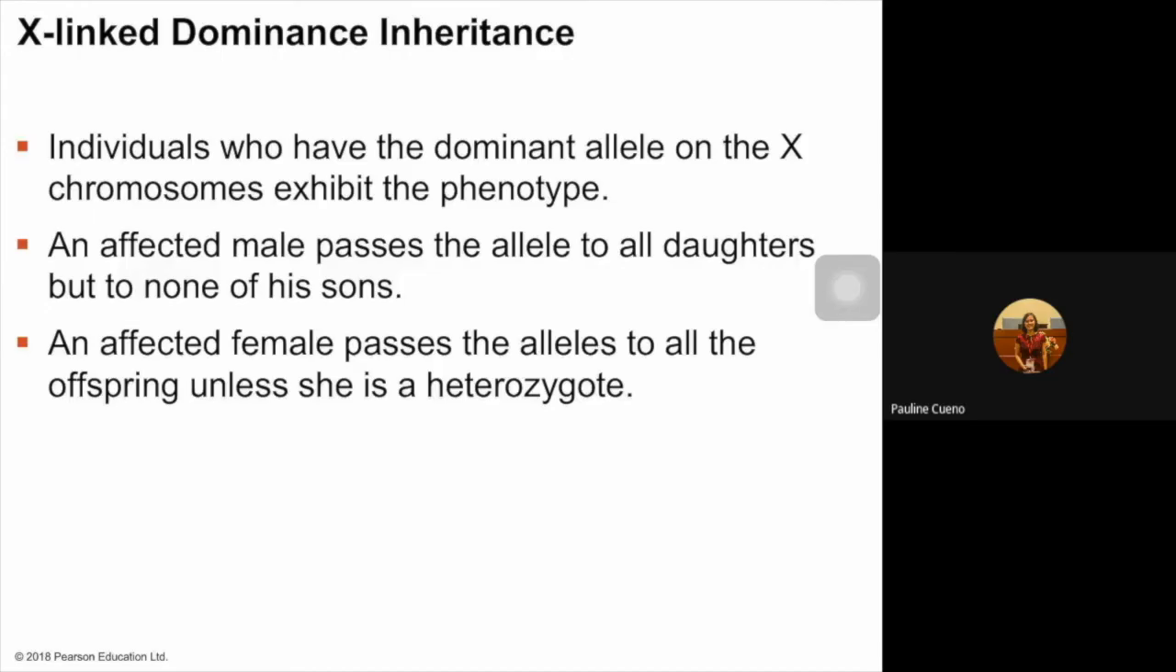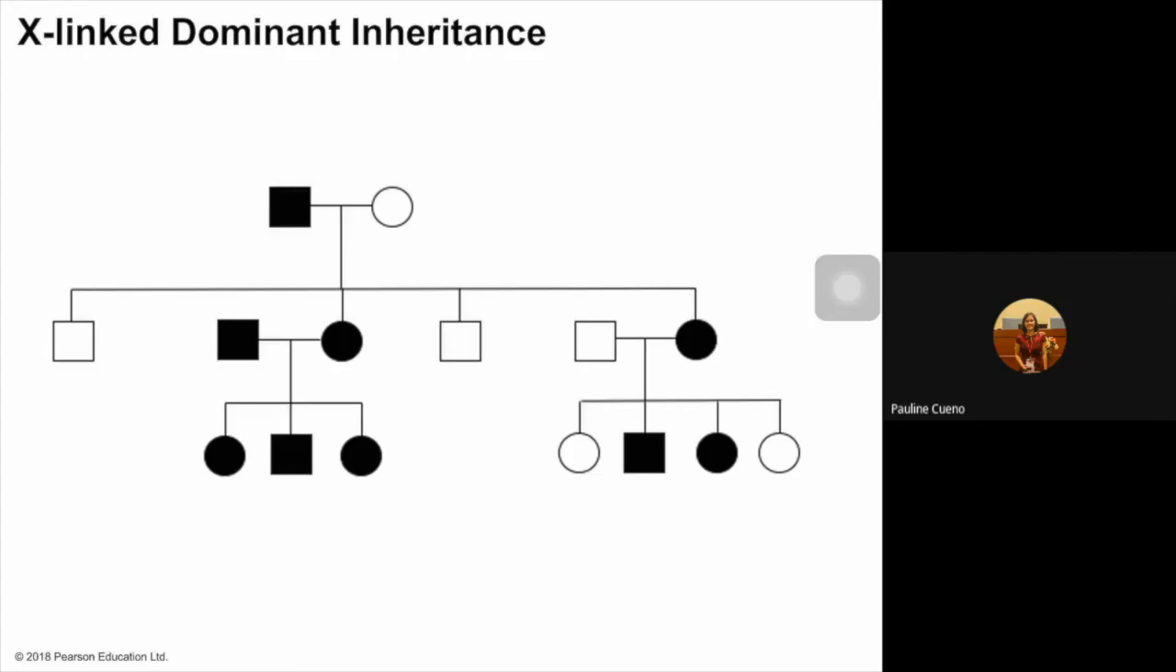And then, an affected male passes the alleles to all the daughters but to none of his sons. It was explained earlier. And then, an affected female passes the alleles to all the offspring unless she is a heterozygote. Since kapag heterozygote, one is dominant and the other one is recessive, possible na yung ibang offspring will be unaffected. Okay? So in that case, pag X-linked dominant inheritance, ang affected phenotype would be homozygous females and heterozygous as well. Tapos yung males na may dominant allele. Okay, so these are the affected individuals.